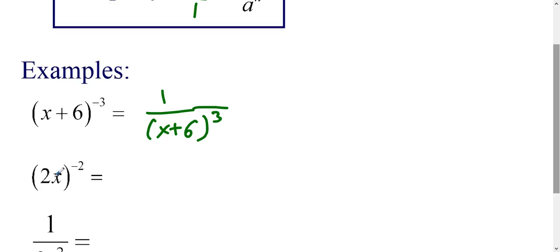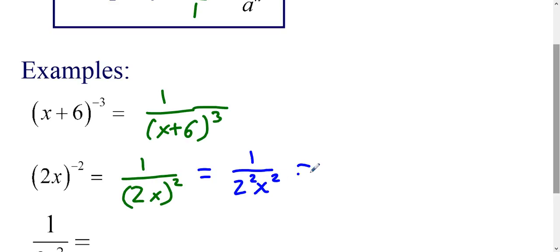Here, the negative 2, you would change that to be in the denominator because it's a negative exponent. And for this one, since it is multiplication, you do distribute that exponent. That'll be 2 squared x squared. 2 squared is 4.